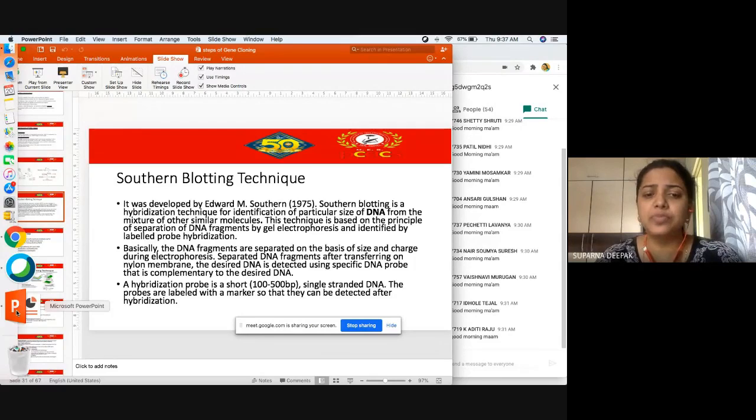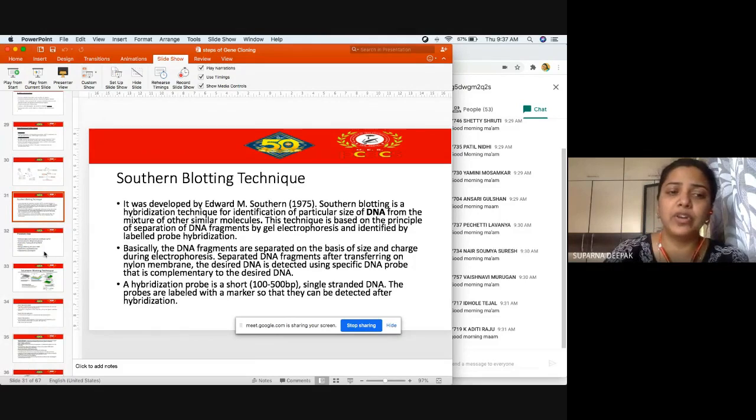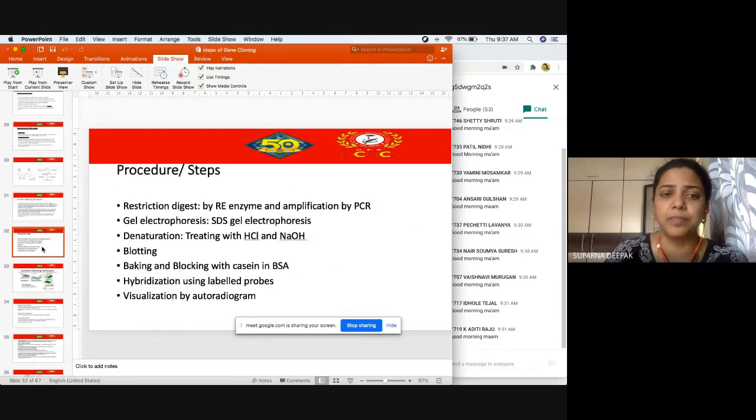So the hybridization probe, you all know that it is nothing but a short artificially synthesized single-stranded DNA, which is going to be complementary to your gene of interest, right? So the probes are usually labeled by a marker, as I said, either a radioactive marker or a fluorescent marker. So let us now understand the steps or the procedure of this particular method.